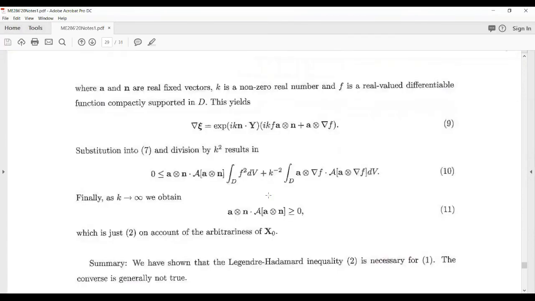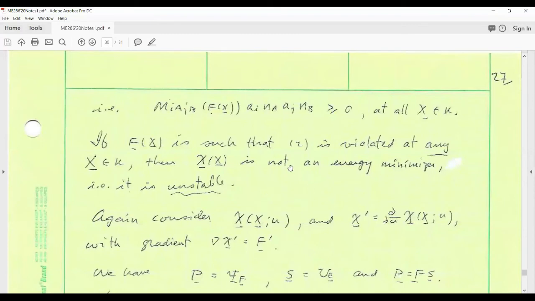Okay. That restriction, let's go to the next page. In components, it looks just like this. This is A tensor product N, inner product M operating on A tensor product N, just the component version of that. The M, this fourth order tensor, is evaluated at the gradient F of our energy minimizing deformation. The vector A and the vector N are entirely arbitrary. Again, this has to be true at all points in the body. So if you can find vectors A and N to violate this inequality at even one point in the body, then the entire configuration is unstable. It cannot be an energy minimizer.